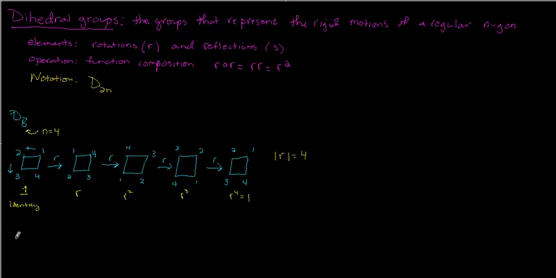Now, we can do the same sort of exercise looking at reflection. So let's, again, start off with our original square labeled as such, and let's do a reflection or a flip. Now, we have to be a little careful here about where we're flipping. I'm going to designate this as the axis over which I'm flipping or reflecting.